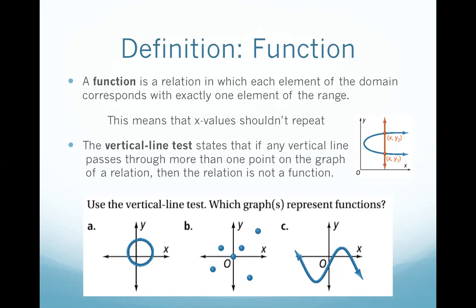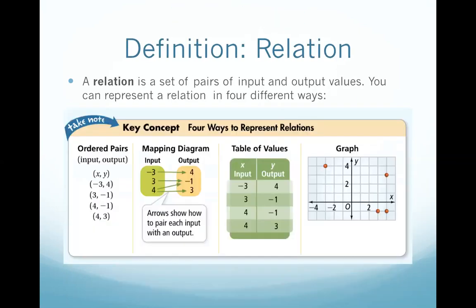Specifically, it's the type of relation where every element in the domain corresponds with exactly one element of the range, meaning that every x has only one y value. Now, if we look back at the example that we had earlier, notice this input has two output values. This x value is repeated twice. And what that looks like graphically is that I have this x value that happens 2 times. I have 2 points with the same x value.